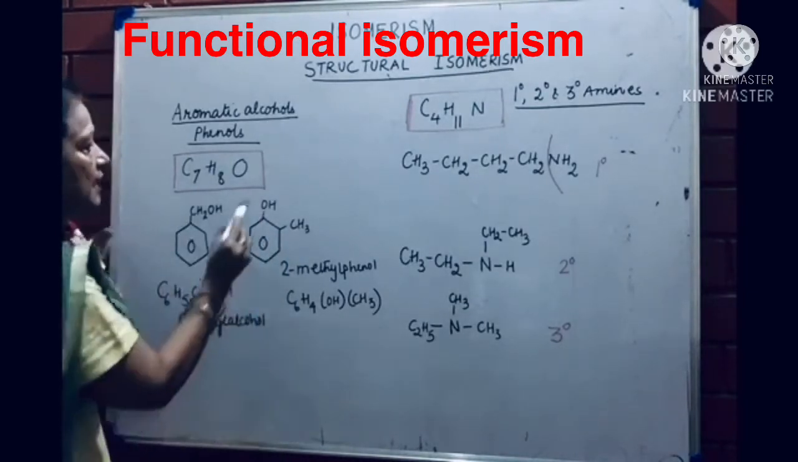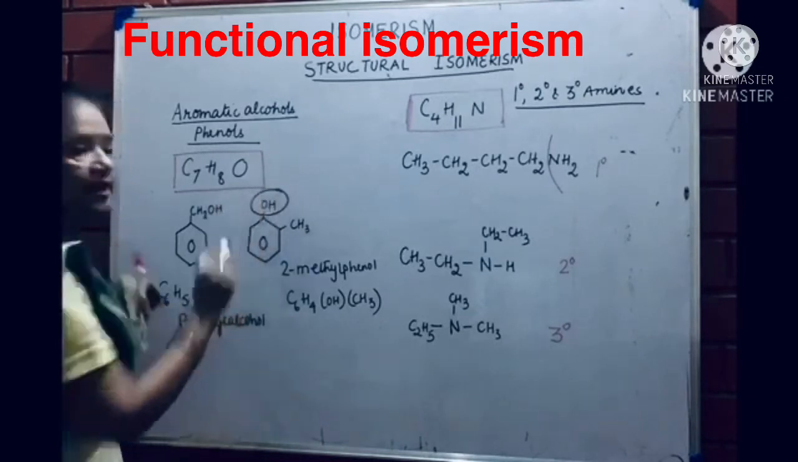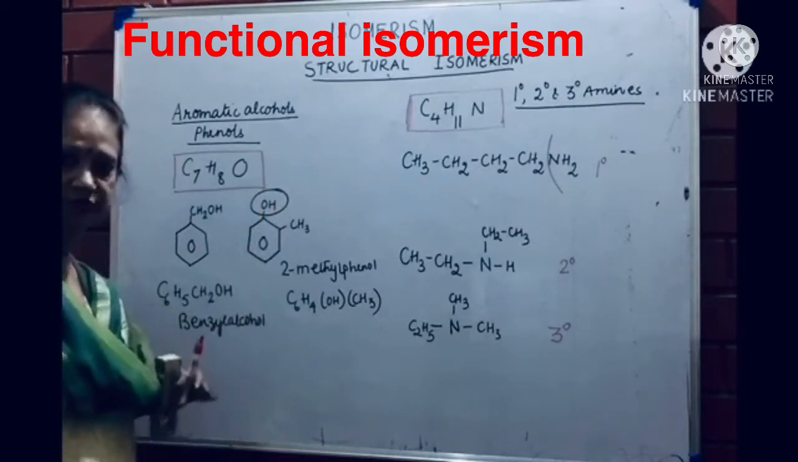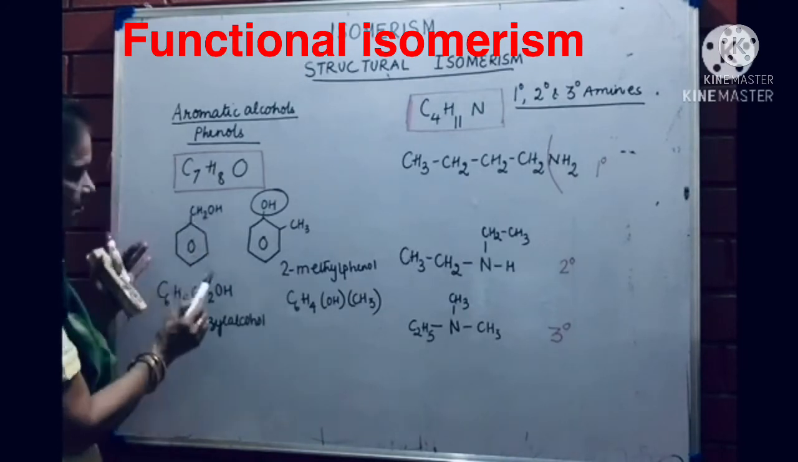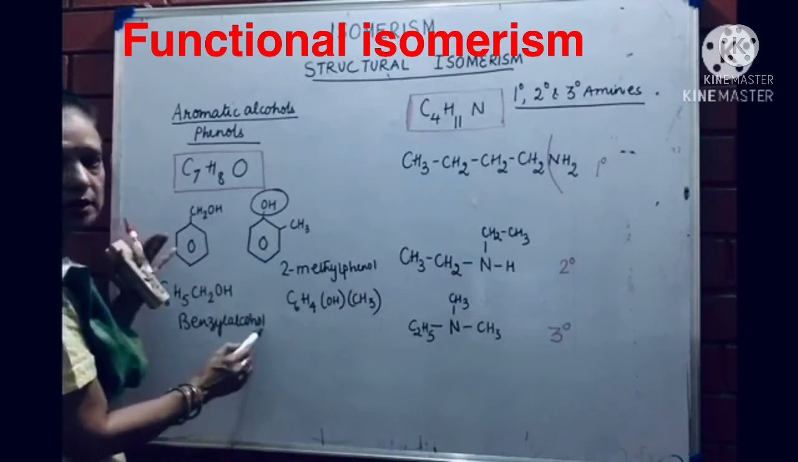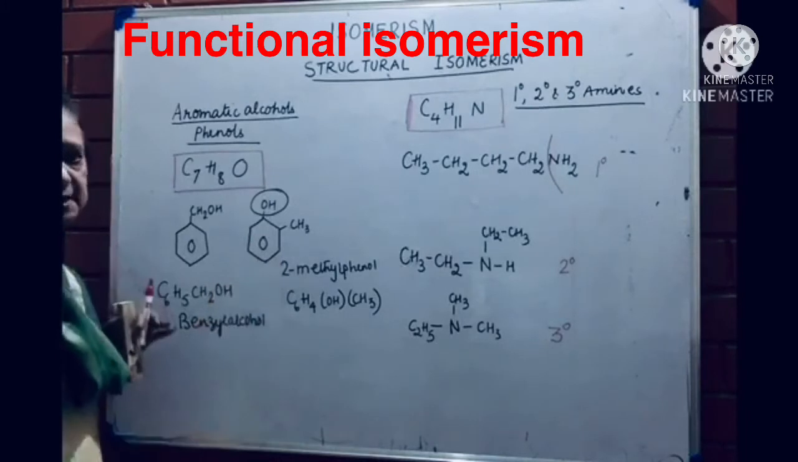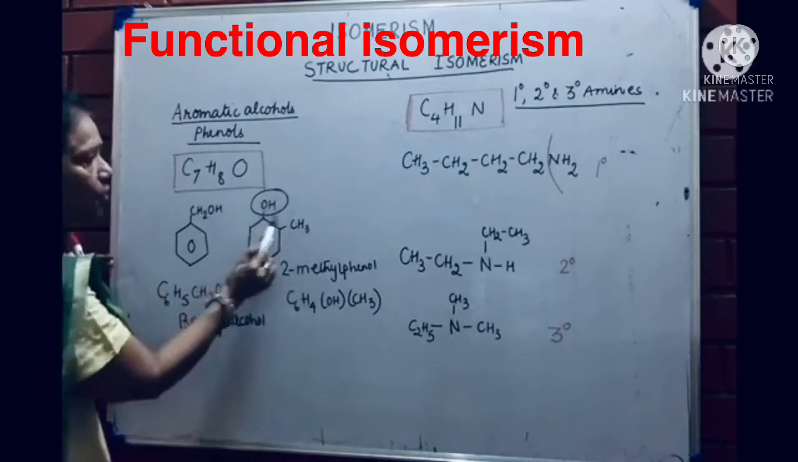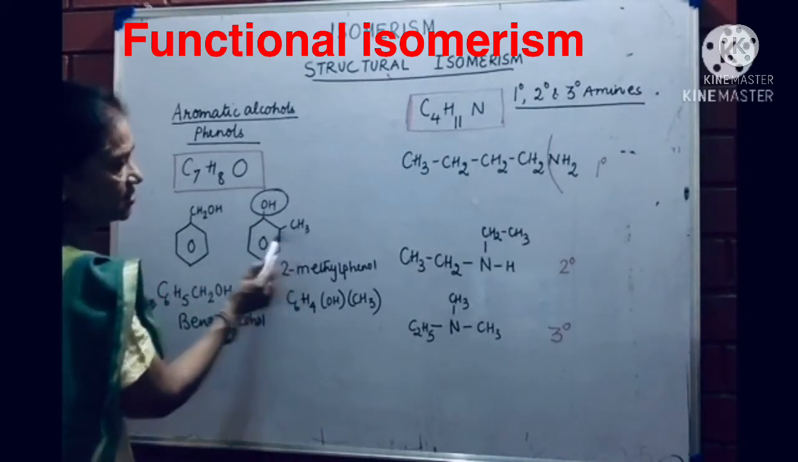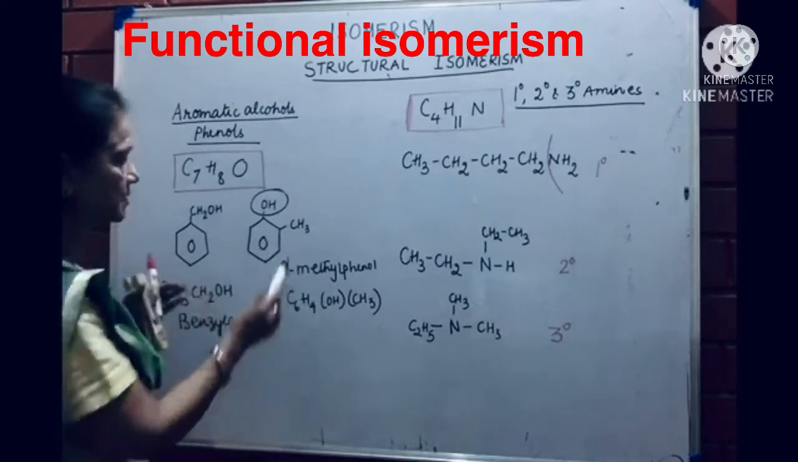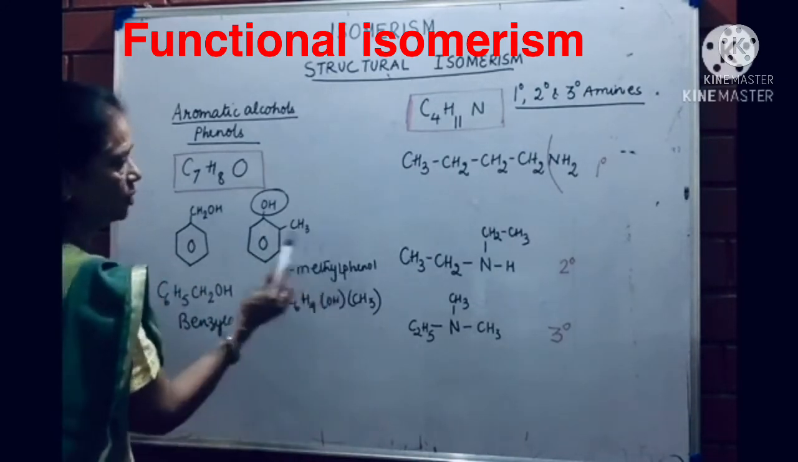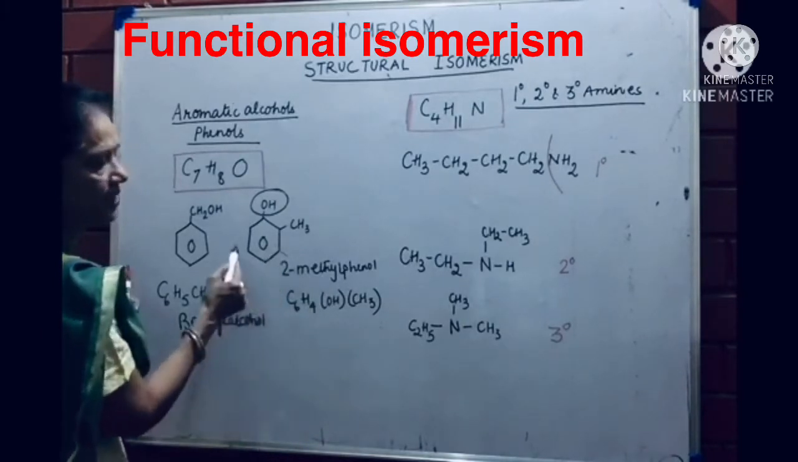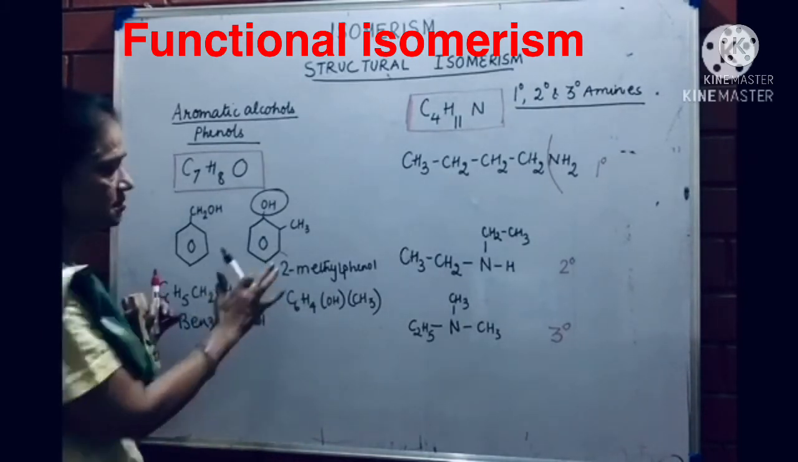Be careful that when I attach OH directly onto the ring, it is called phenol. But if I attach it with a carbon atom and OH, it becomes an alcohol. So don't call this an alcohol. So OH on the ring and CH3 can be attached at any place. At the moment I have put it at place 2, so it's called 2-methyl phenol. I could have put it here: 3-methyl phenol, 4-methyl phenol and so on.